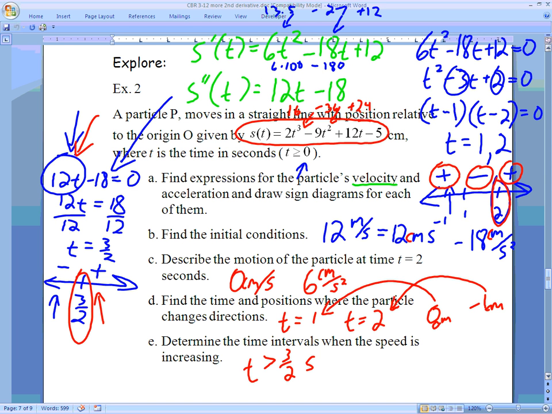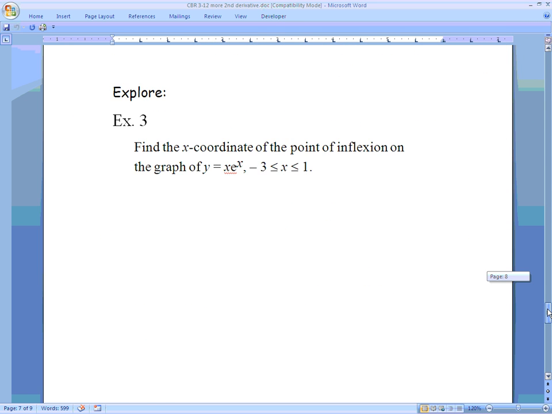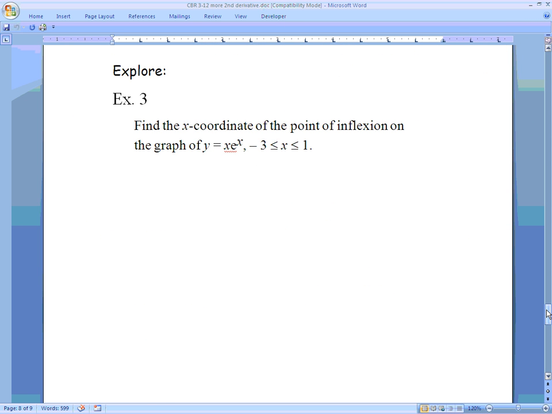All right, applications. One more problem, and it'll be very quick. X-coordinate of the point of inflection on the following graph. Well, point of inflection we find from our second derivative setting it equal to 0. So we need to do our first and second derivative, set it equal to 0, and solve for x.